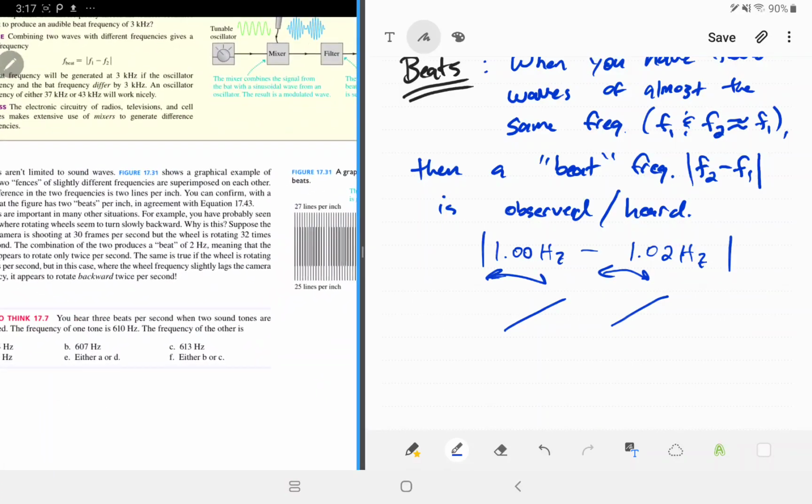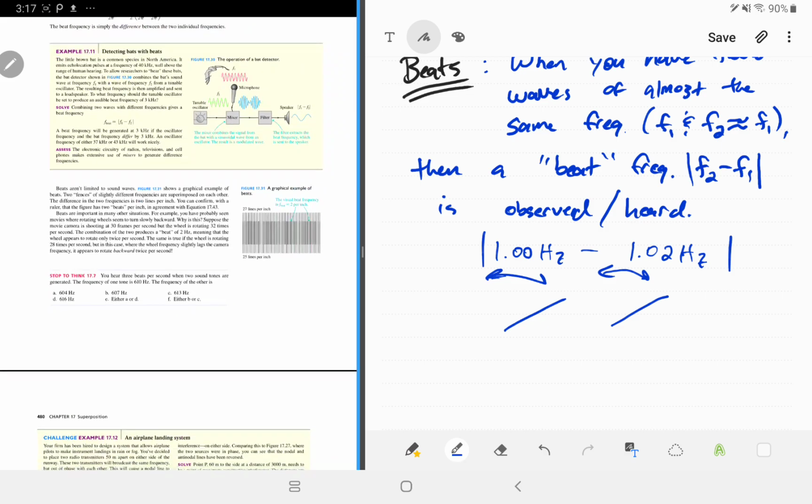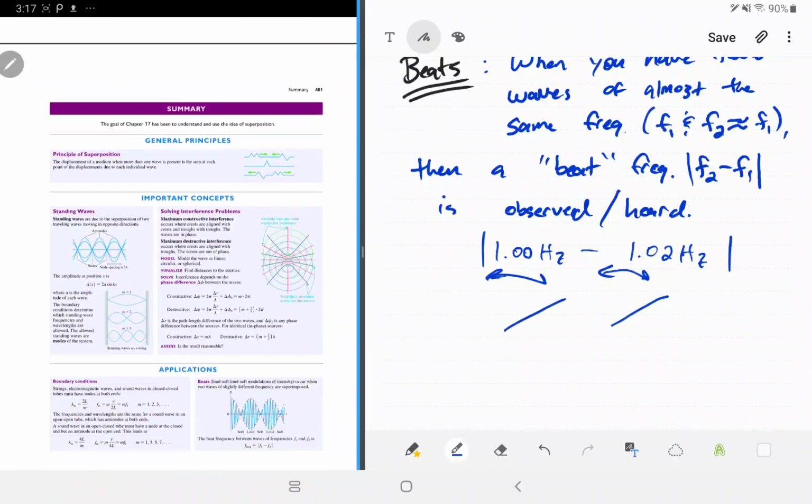Luckily for you, the problems that have to do with beats tend to be really easy. Looking at the one on the left, you hear 3 beats per second when 2 sound tones are generated. The frequency of one is 610 hertz. The frequency of the other has to be off by 3 hertz, 3 beats per second. So it's either 607 or 613. So it looks like the answer would be either B or C. Yeah, that's it.